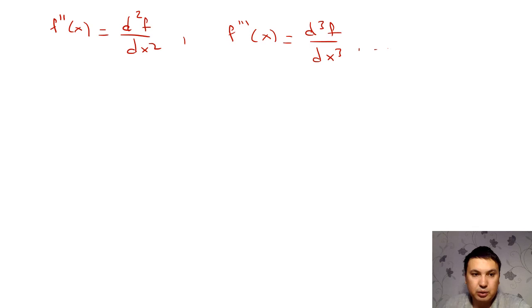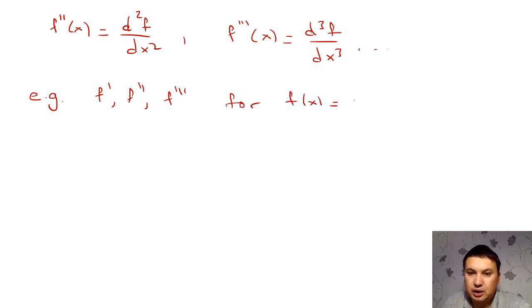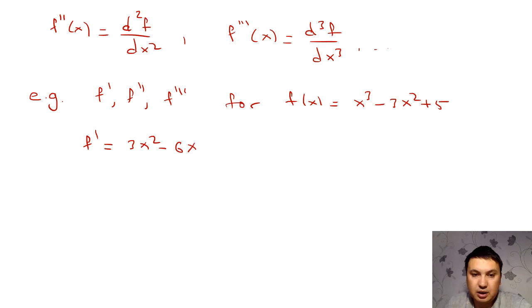So let's do an example. Let's say that we want to find f prime, f double prime, and also the third derivative for a polynomial. Let's take x cubed minus 3x squared plus 5. What would be the first derivative? It's nothing but 3x squared minus 6x plus 0, just applying the summation, constant multiple and power rules.